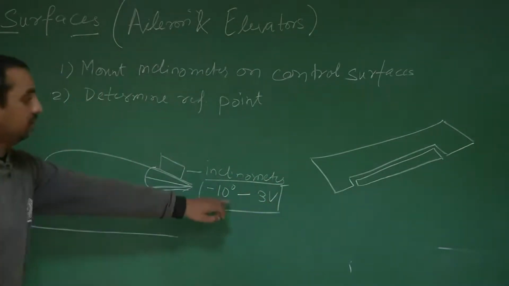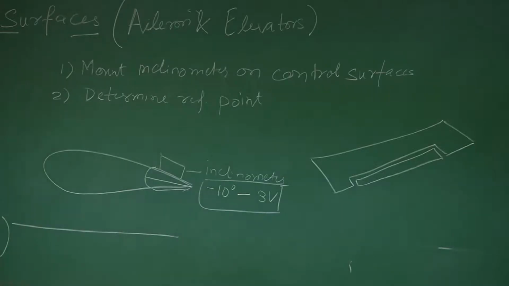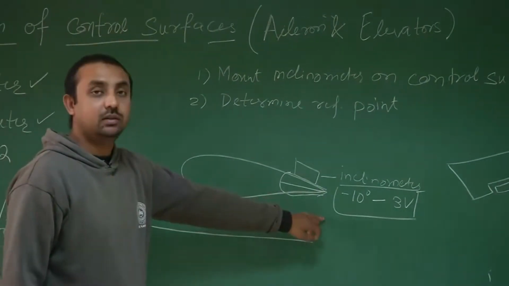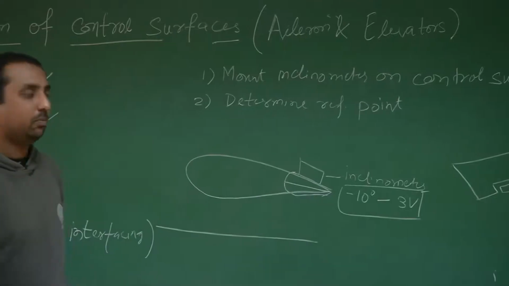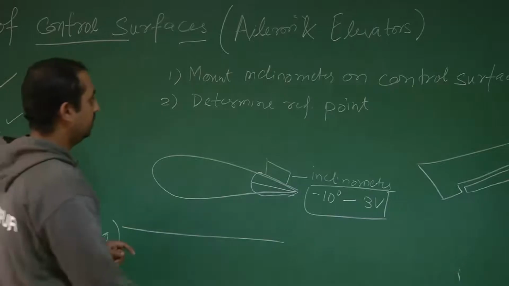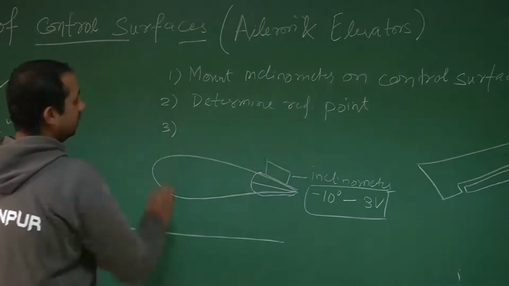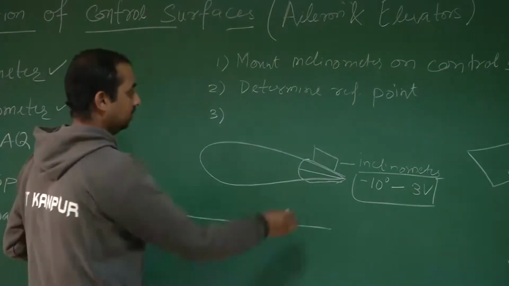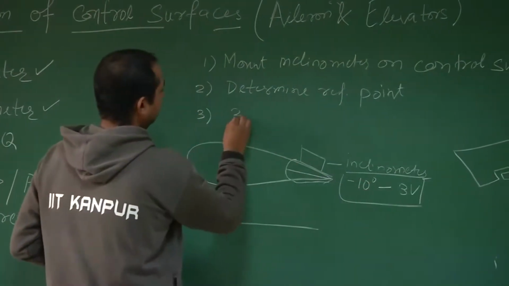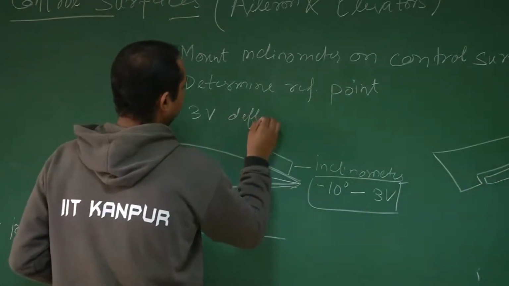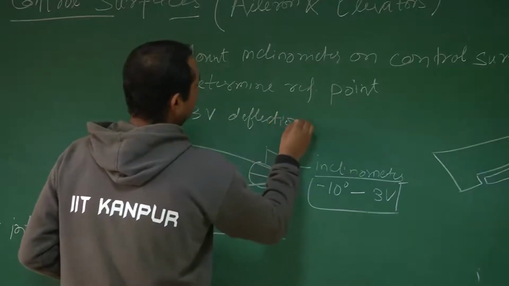Now this particular reading, while we will be performing the experiments, you can see how these readings are calculated using the LabVIEW program. So this is your reference point. After setting the reference point, the third step is to set this reference point as 0 degree. So for 3 volts, your deflection will be 0 degree.